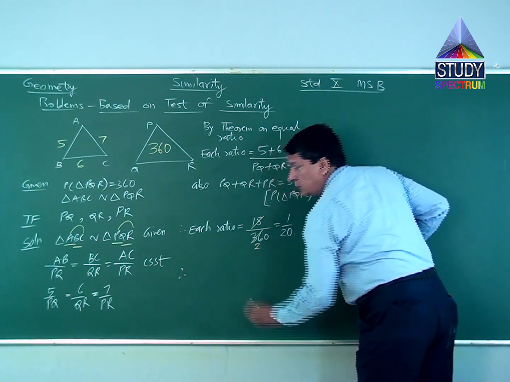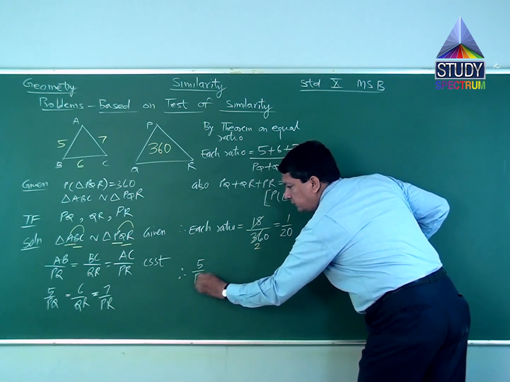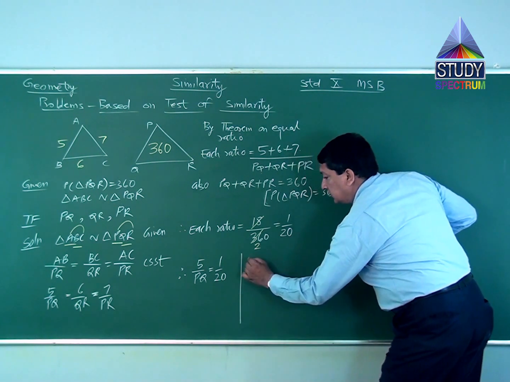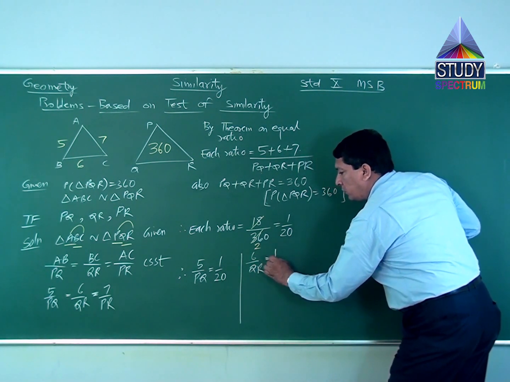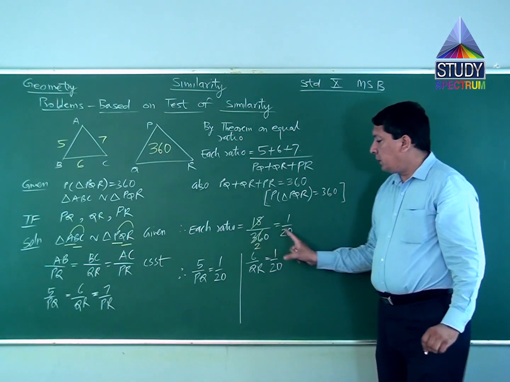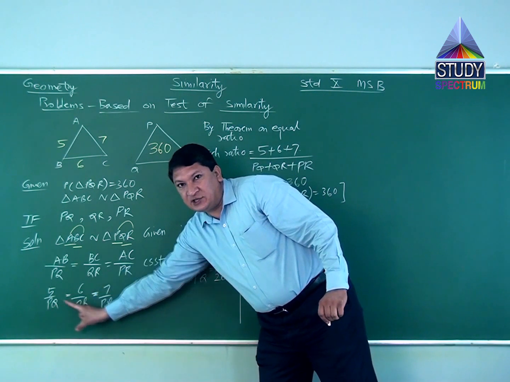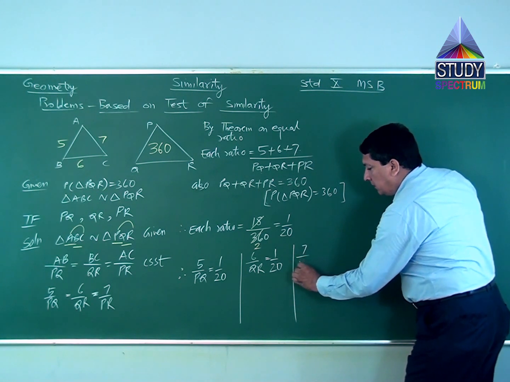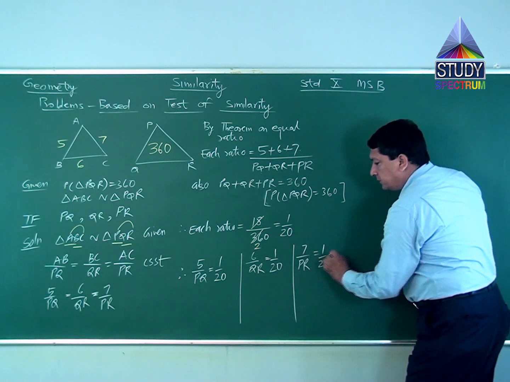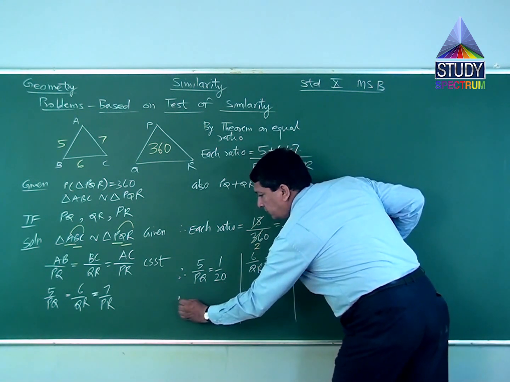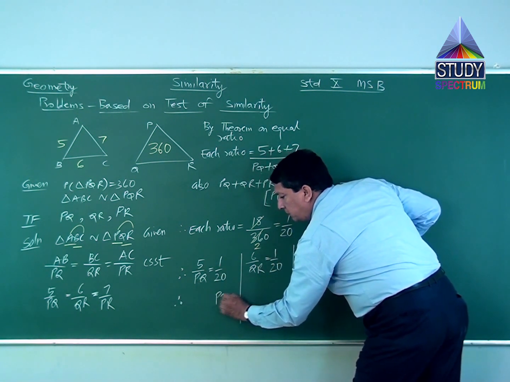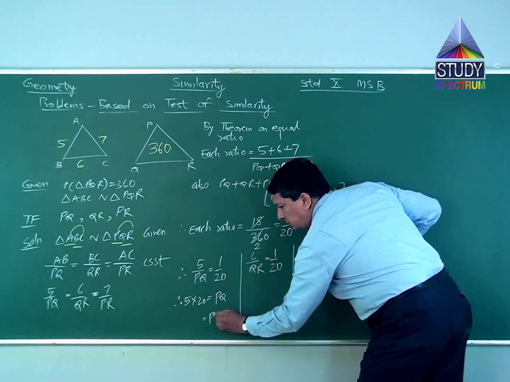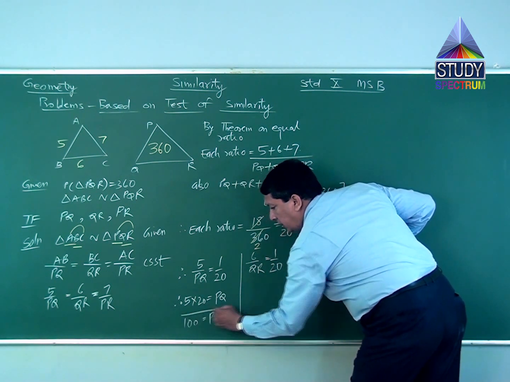Therefore, 5 upon PQ is equal to 1 upon 20. 6 upon QR is 1 upon 20. Each ratio is 1 upon 20. Also, there is one more, 7 upon PR is equal to 1 upon 20. Therefore, PQ goes this side, PQ becomes 20 into 5, which is 100, 100 units.